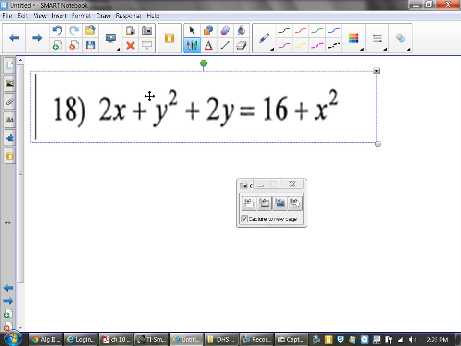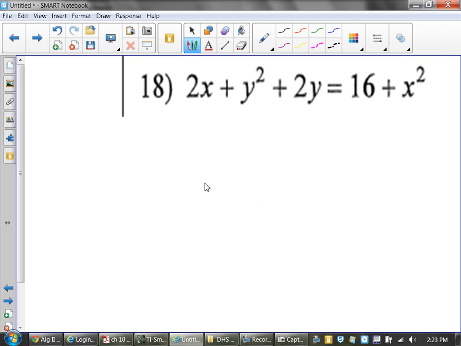When you're going to classify the conic, that means that at some point in time you're going to have to do some completing of the square. Which means you want to get both your x squareds and your y squareds grouped together with the constant on the other side. So by doing that, I'm going to put the y squared plus 2y minus x squared plus 2x equals 16. We all right with that?